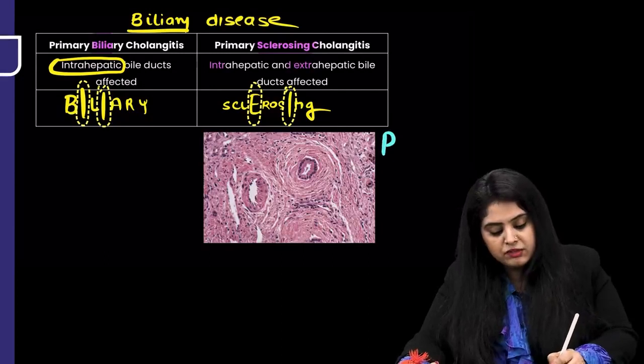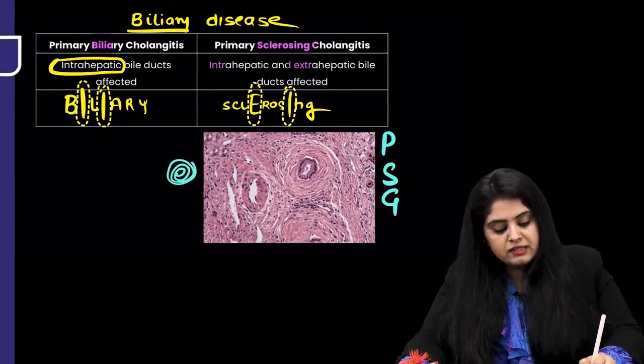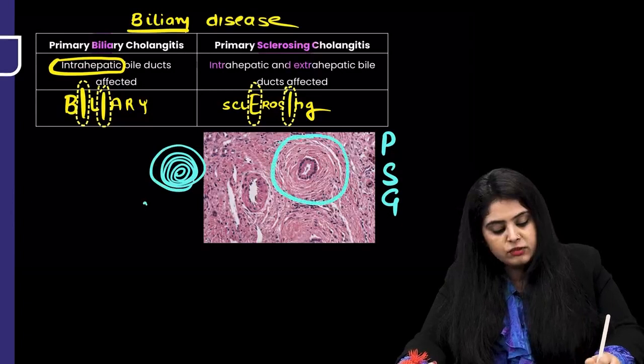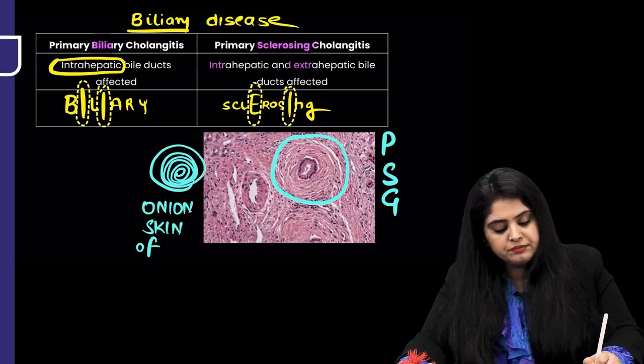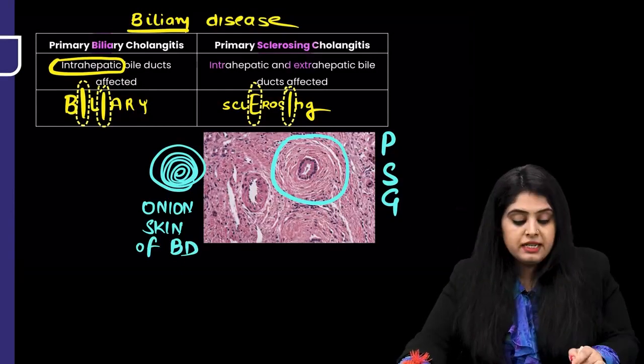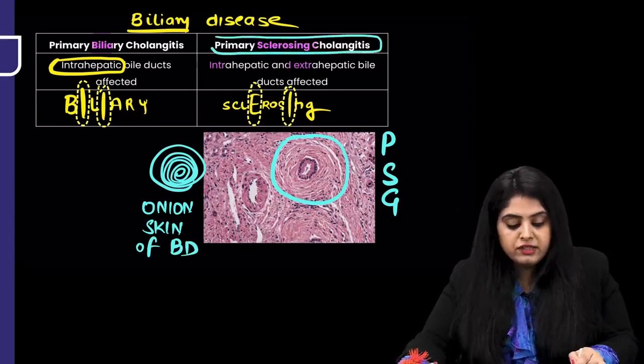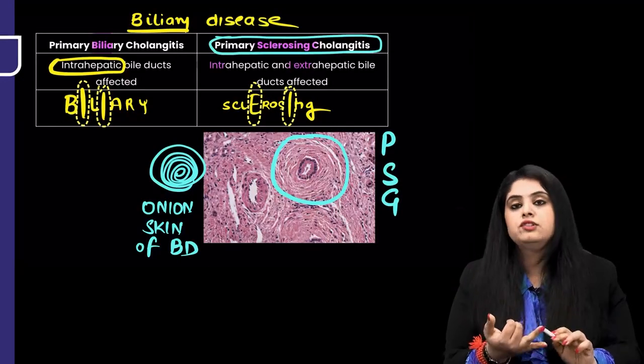Similarly, primary sclerosing cholangitis shows you onion skinning. Microscopically, what do you see? You see onion skinning of the bile duct. There is onion skinning of the bile duct. So I realized in primary sclerosing cholangitis, both radiology and pathology are a problem.